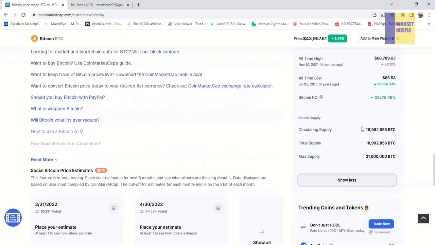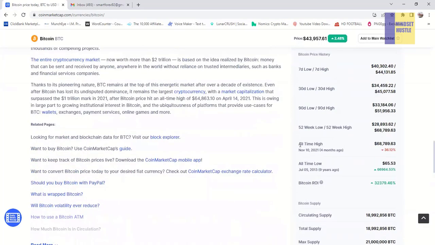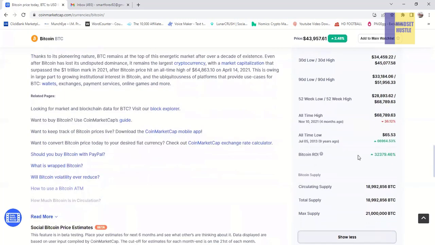So over here, when you click on show more, you can see the all-time high. So Bitcoin's all-time high is 68,000. That tells you the highest price that Bitcoin has reached before, and its all-time low per CoinMarketCap is $65.53, but it was lower than that. But as at the time CoinMarketCap listed it, this is the lowest price it achieved.